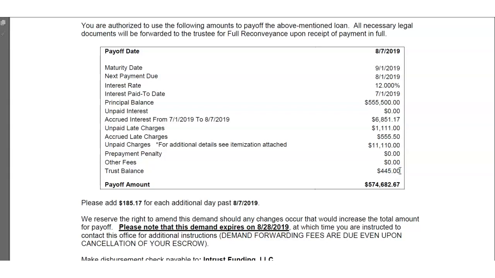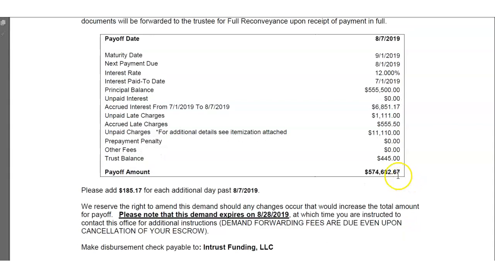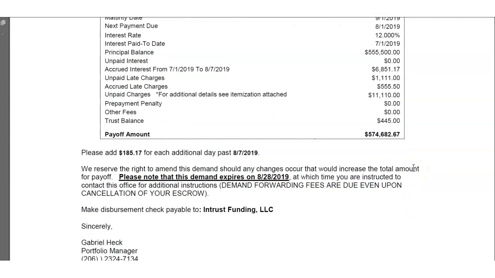This is just your basic payoff. And so we would send this to escrow saying we need $574,682.67 to close this loan. And then hopefully you sold your house for $900,000 and you're walking away with some good money. So that's what I got on this one.